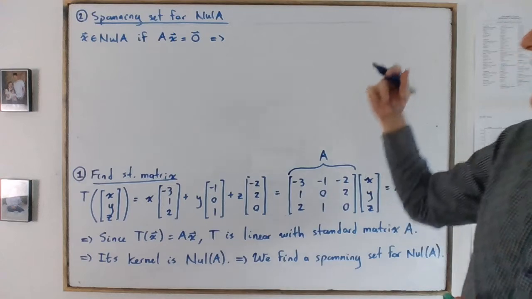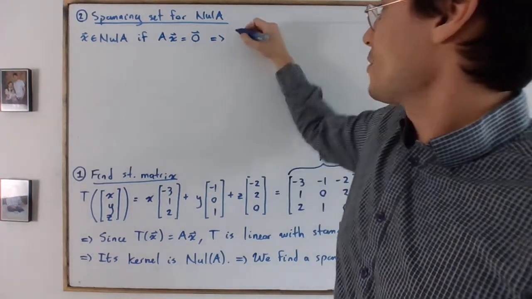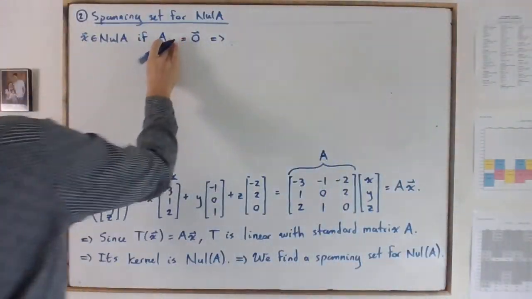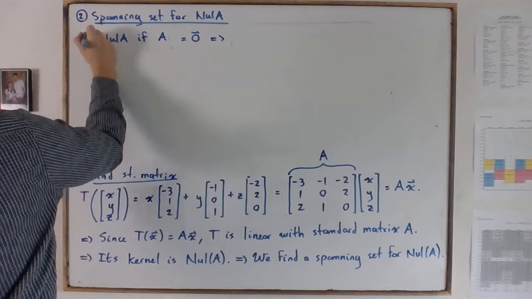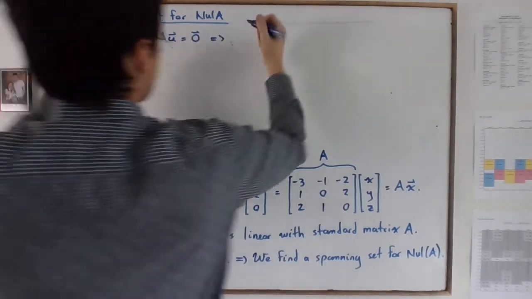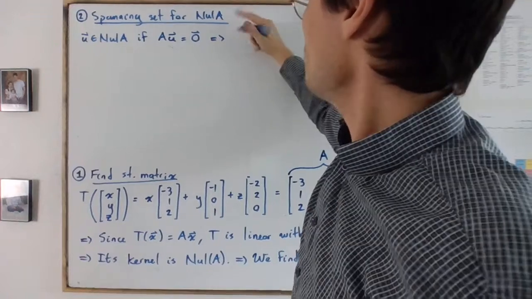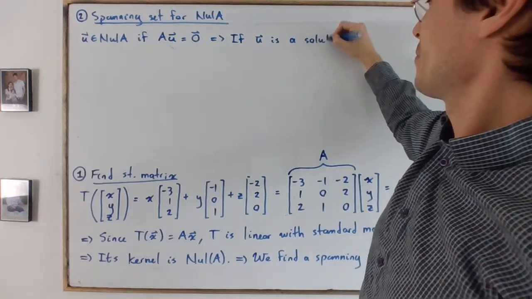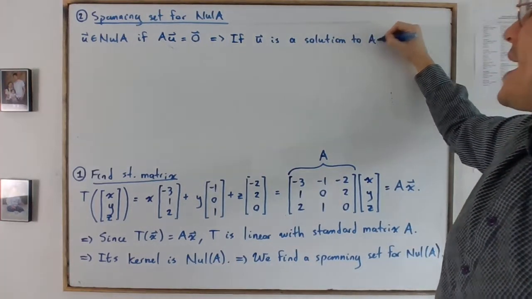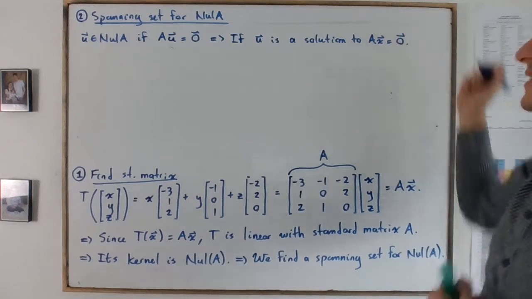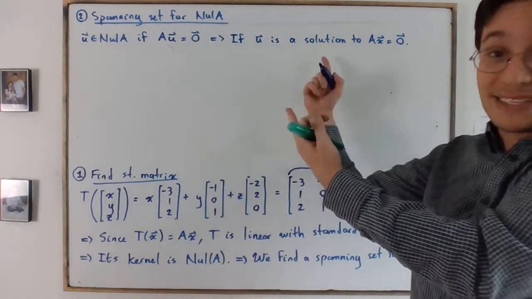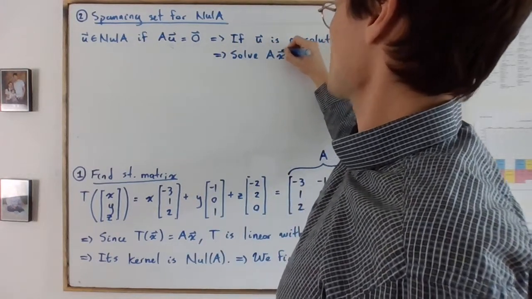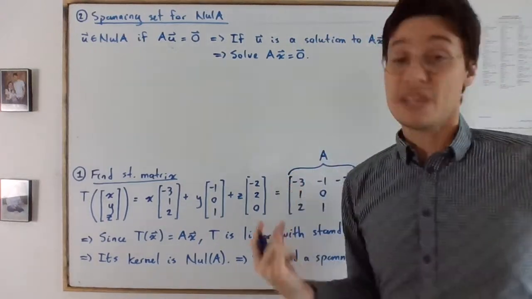X is an element of null A if A times X is equal to 0. So let's actually write U instead of X here, just to be more clear. U is in null A if A times U is equal to 0. So in other words, if U is a solution to AX equals 0, this tells us to solve AX equals 0.